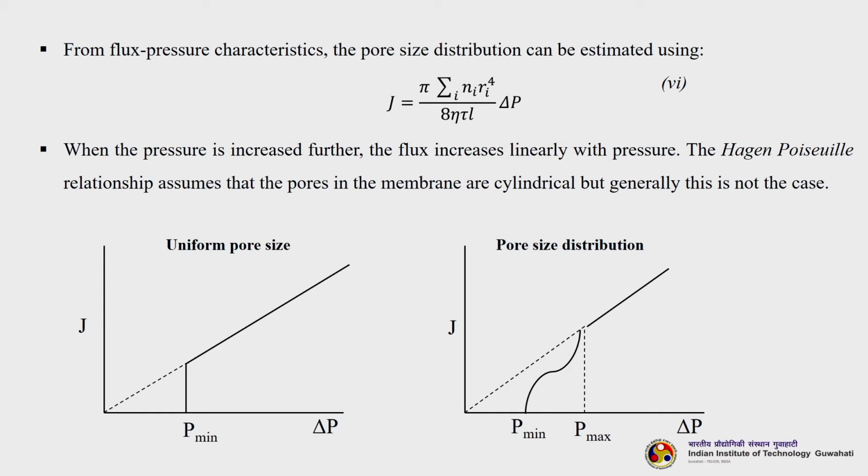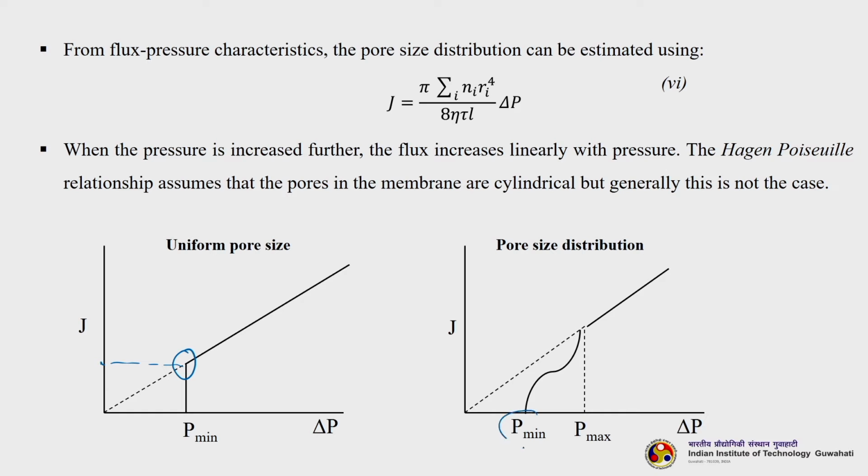Let us look at these two figures. The first figure is flux versus delta p, which gives me the p minimum, you can see, and the corresponding minimum flux here. This particular straight line is obtained for a uniform pore size, if a membrane has uniform pore size. If a membrane has a pore size distribution, then you will get the flux versus delta p graph something like this.